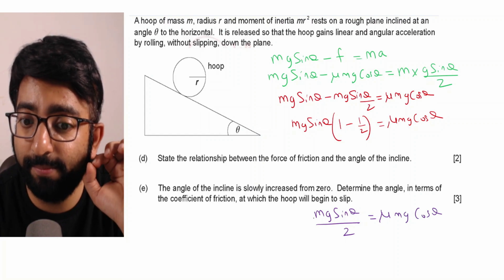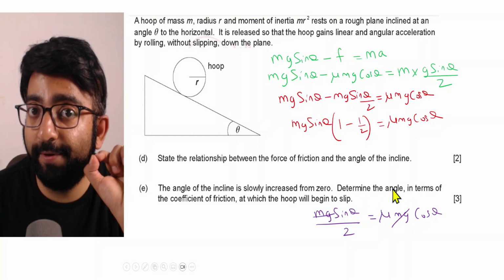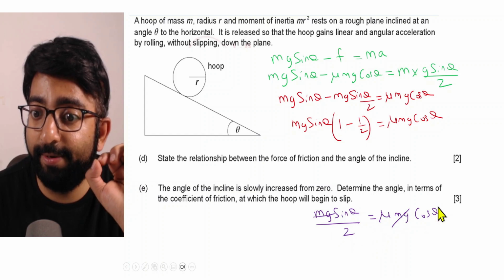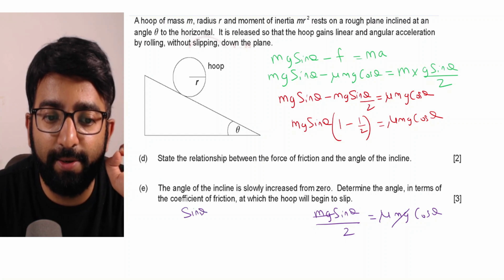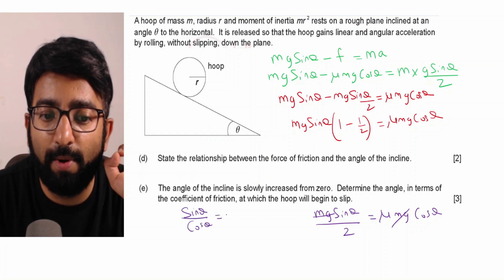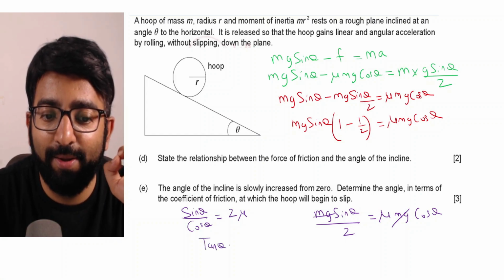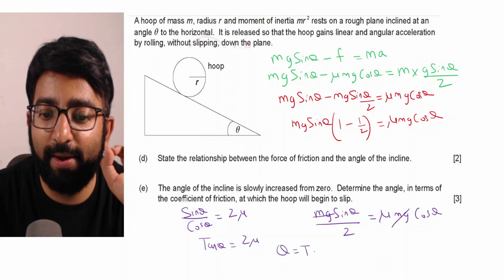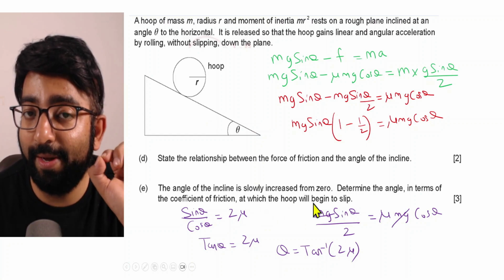Let's simplify this further. Mg will get cancelled out from both sides. In the question, we need to find the angle, which means we need to make theta the subject. So we will take 2 on the right hand side and cos theta on the left hand side. So the expression will become sine theta upon cos theta equals 2 mu. Sine upon cos, remember, is tan. So we will write tan theta is equal to 2 mu. And if we make theta the subject, we will get theta as tan inverse of 2 mu. And this is the value of the angle of the incline when the hoop begins to slip.